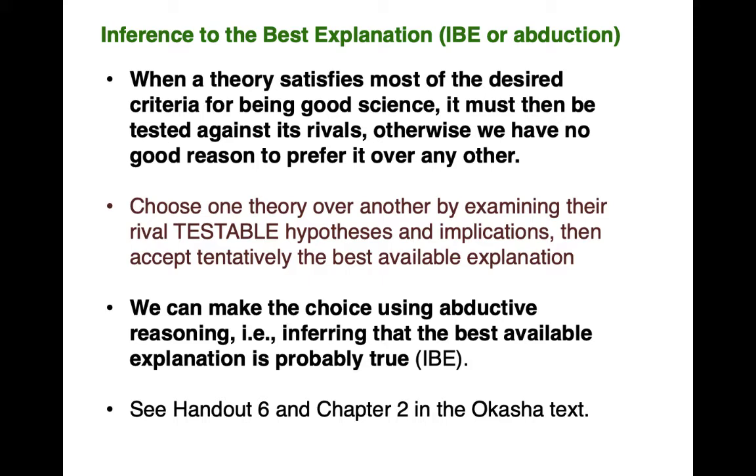The inference to the best explanation is also called abduction. Same thing. When a theory satisfies most of the desired criteria for being good science, it must then be tested against its rivals. Otherwise, we have no good reason to prefer it over any other. Choose one theory over another by examining their rival testable hypotheses and implications, then tentatively accept the best explanation available. We can make the choice using abductive reasoning, or inferring that the best available explanation is probably true. See handout 6 and chapter 2 in the Okasha text for more on this.